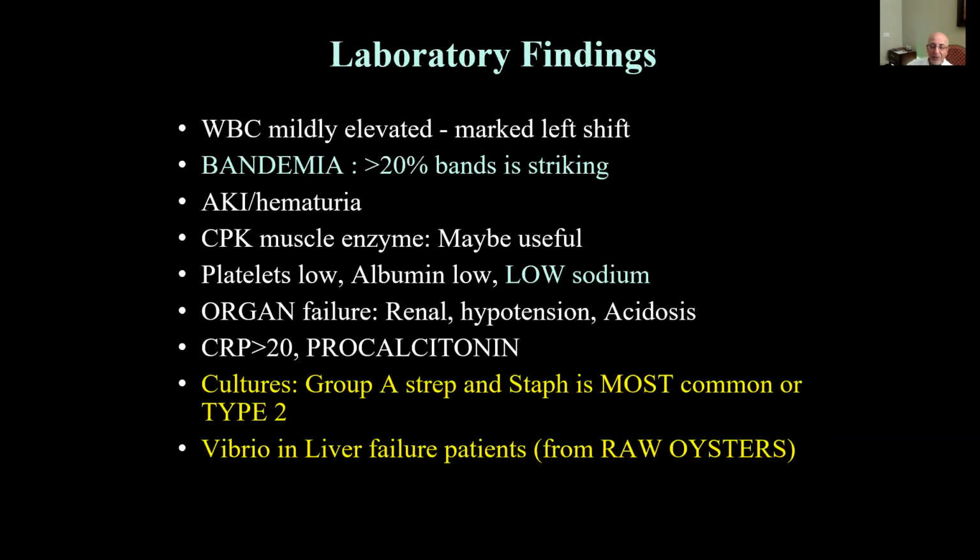Gram stain and culture of the fluid obtained in the emergency room from aspiration or at the time of surgery reveals generally group A strep or Staphylococcus aureus, which is type 2 necrotizing fasciitis. Again, I would like to stress that patients with liver failure may have Vibrio vulnificus from eating raw oysters, and that history should be obtained from the patient, even if the patient resides in California or states other than Florida.